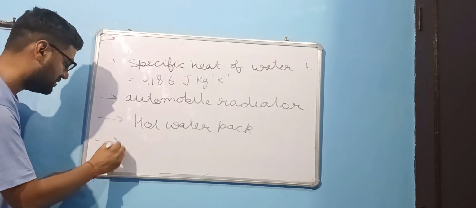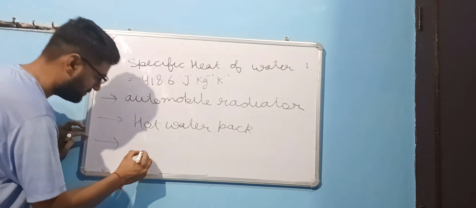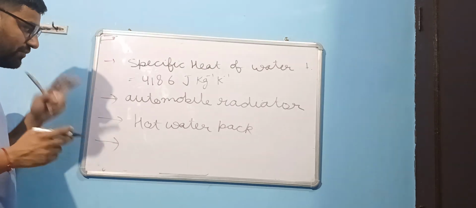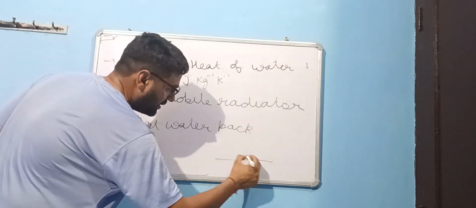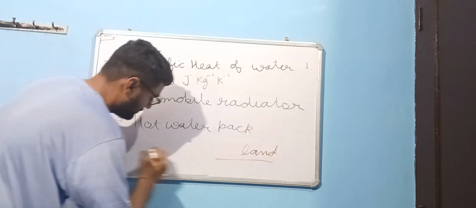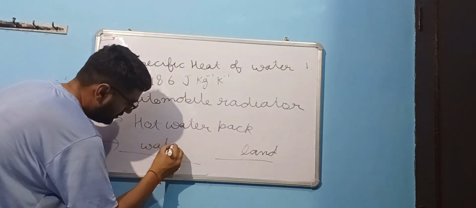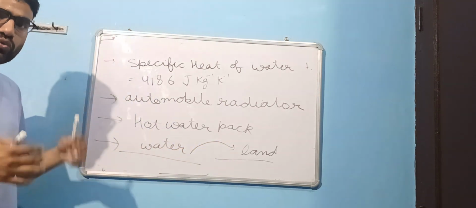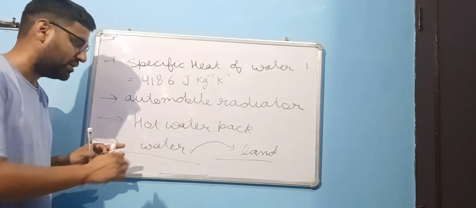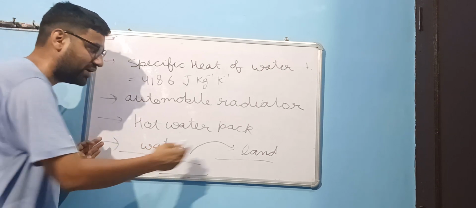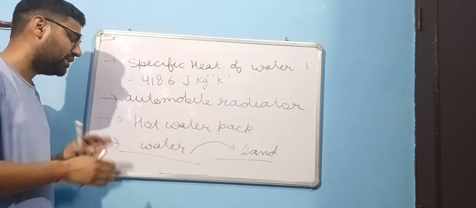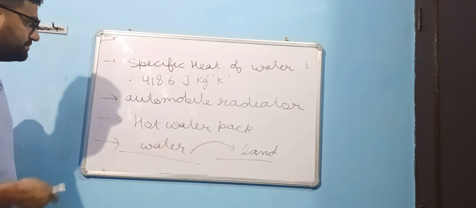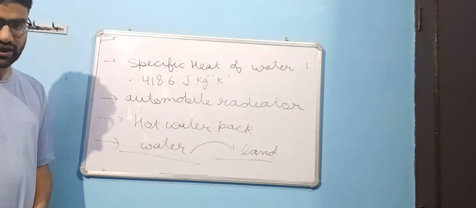Now in summer, the water warms up very slowly compared to land. So the cool air flows from water to land. We get the cool air from water towards land because water gets heated up very slowly, because its specific heat is very high. So this is the topic specific heat capacity. Thank you.